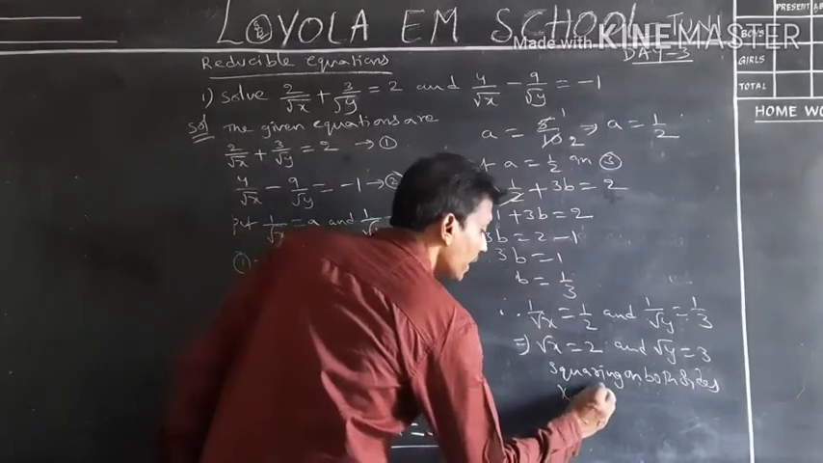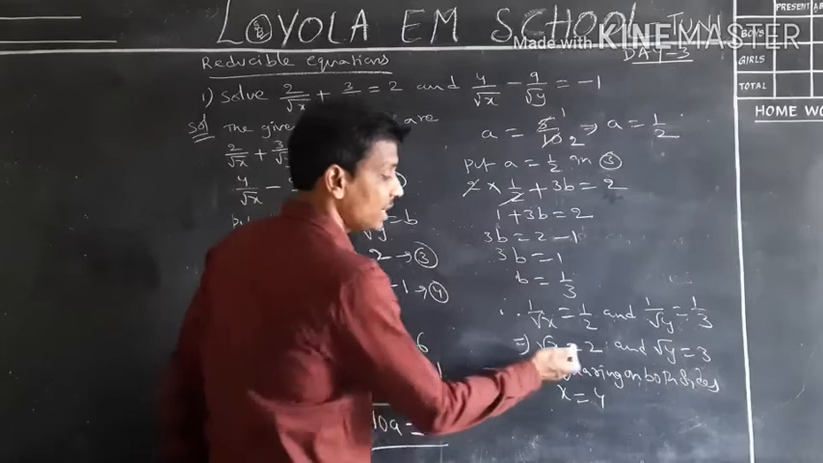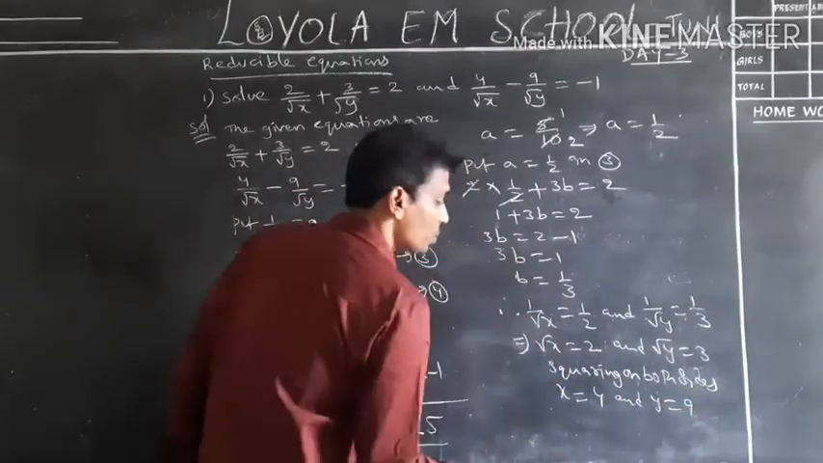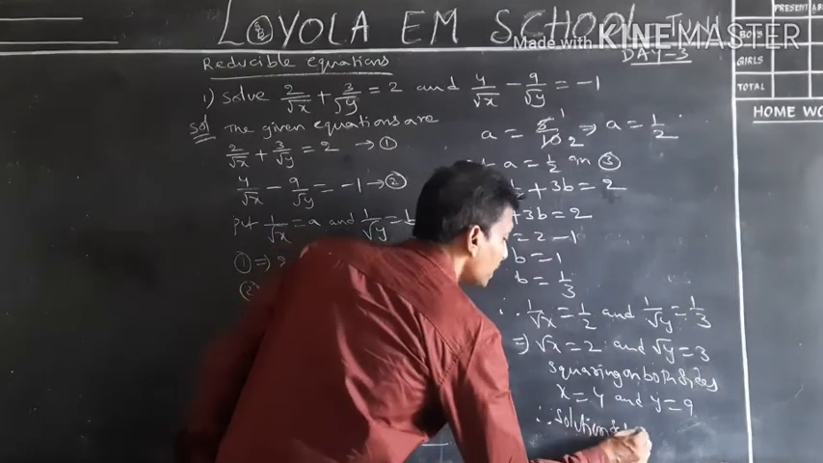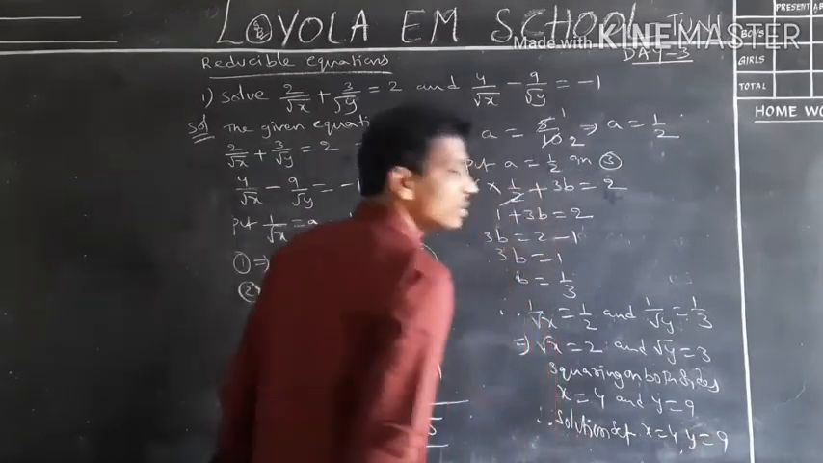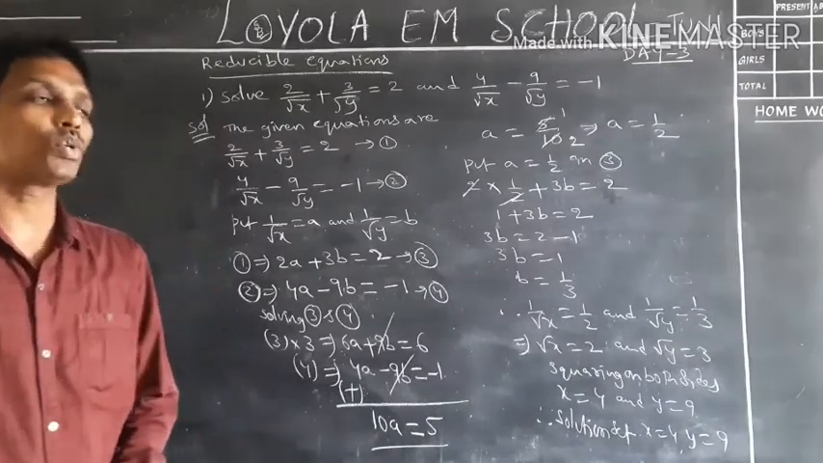So therefore x is equal to root x whole square. Square and root will be cancelled. 2 square means 4 and y is equal to 3 square, 9. Hence the solution set: x is equal to 4 and y is equal to 9. So this is the final solution. Is it clear to all?